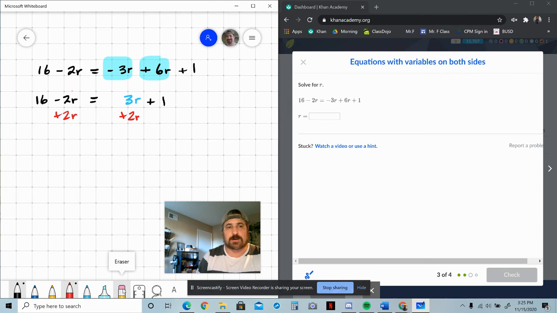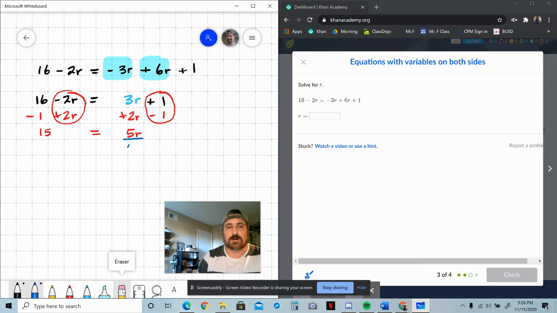If I'm going to be bringing the r's to the right-hand side, guess where I'm going to bring the numbers? To the left-hand side. So how do I undo plus 1? Minus 1 to both sides. This becomes a 0 pair. And now you are ready to simplify. So what is 16 plus negative 1? 15. And what is 3r plus 2r? 5r.